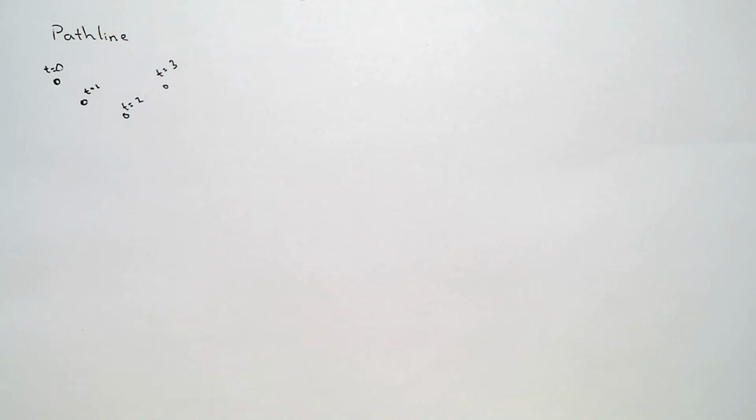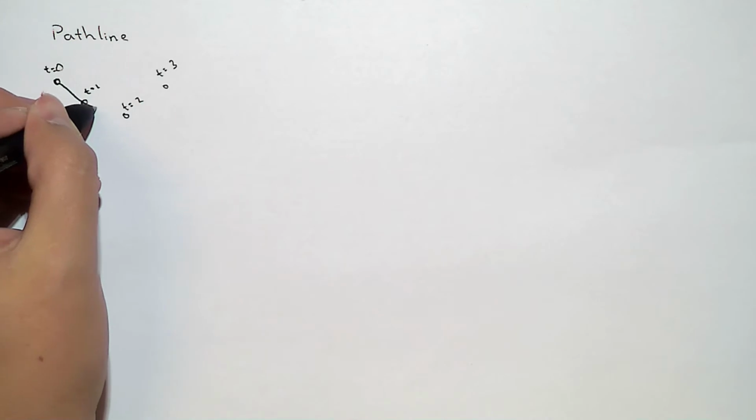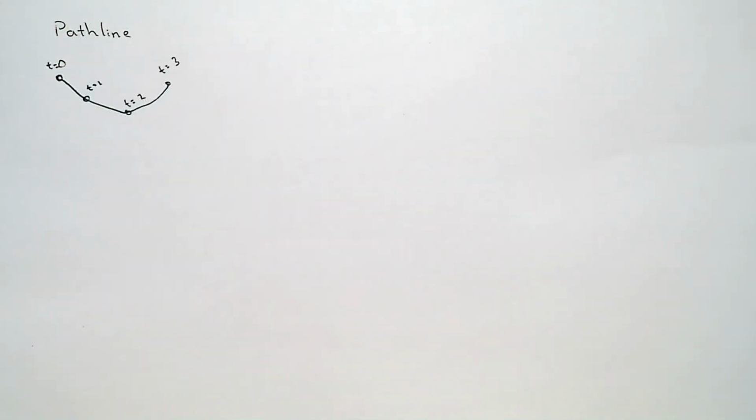So then, how can we draw a path line? A path line simply covers every single point in space that the particle has traveled through over a finite amount of time. Now, what does this tell us? I can't say that I can draw a path line for time equals 0. Because at time equals 0, the particle is at one point.